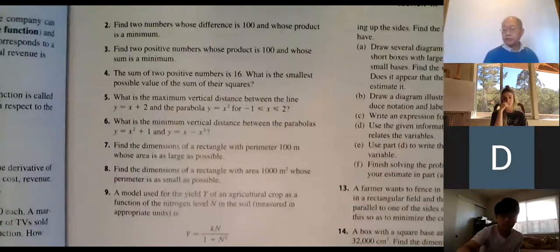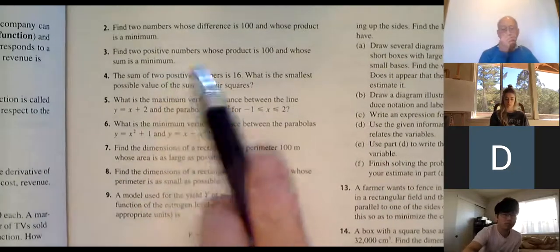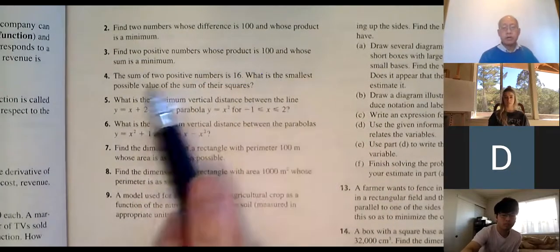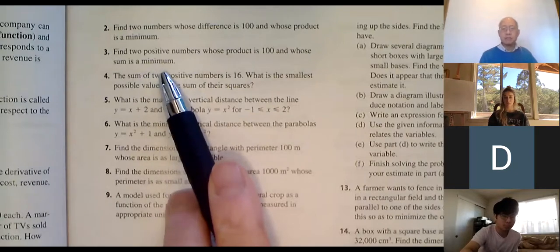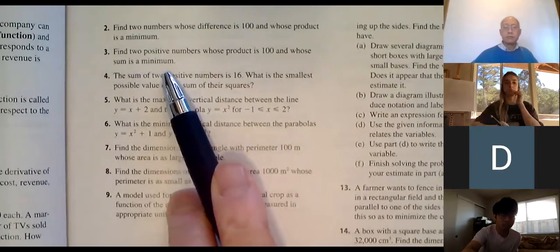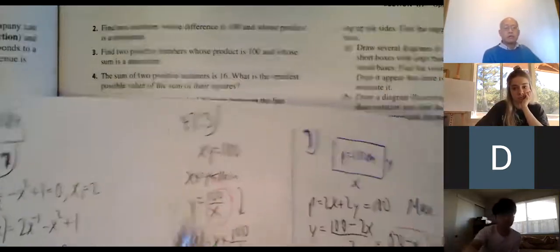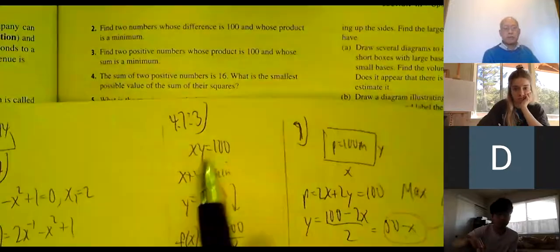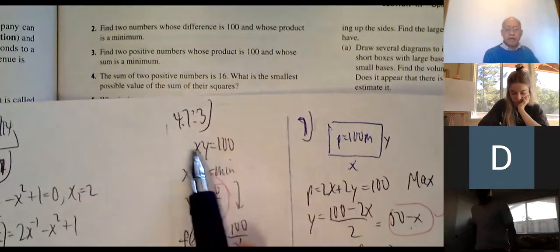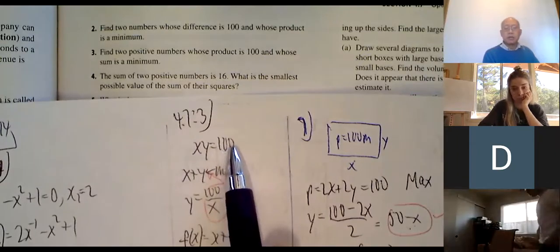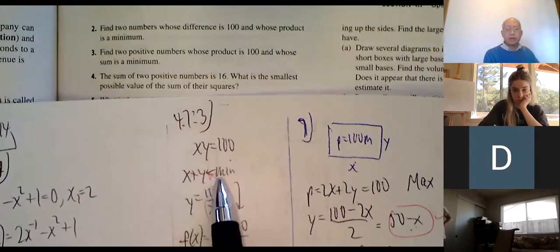Okay, problem 3. Find two positive numbers whose product is 100 and whose sum is a minimum. So you want to minimize the sum. Okay, so I'm going to show you what I have here. Two positive numbers. Okay, so I call them x and y. The product is 100. That means x times y is 100. And you want to minimize the quantity x plus y. Make that a minimum.